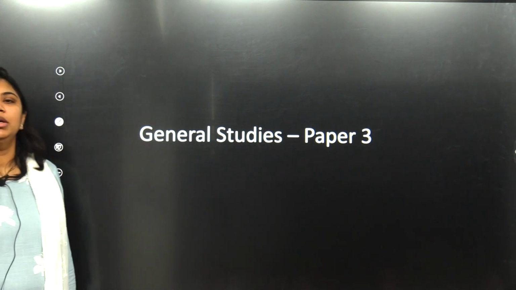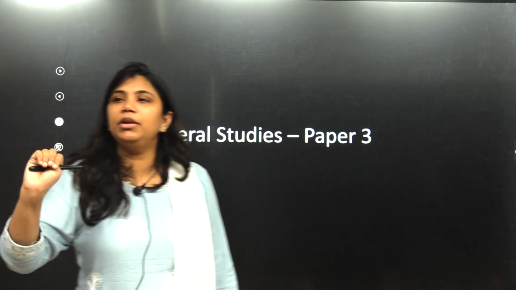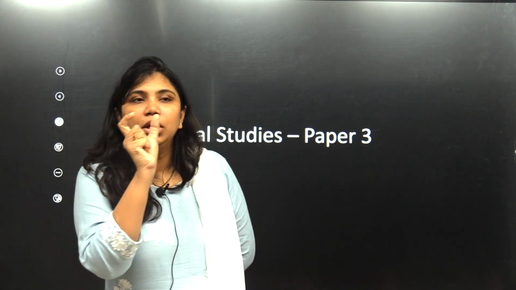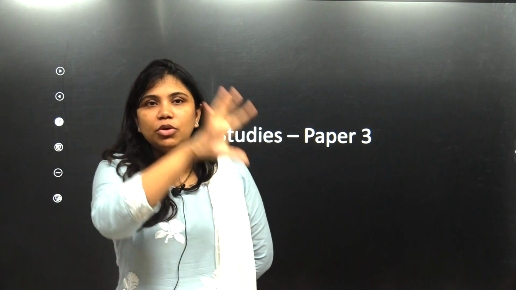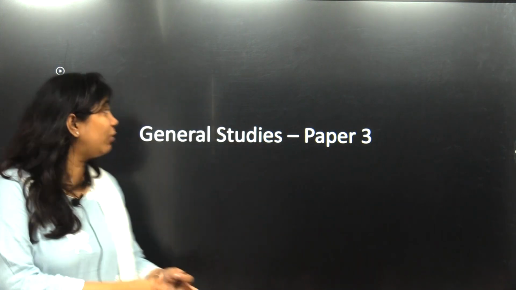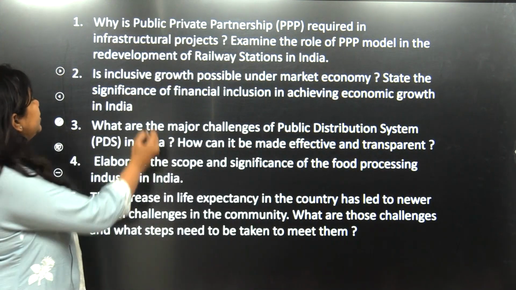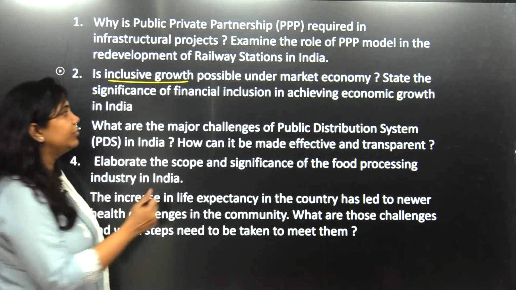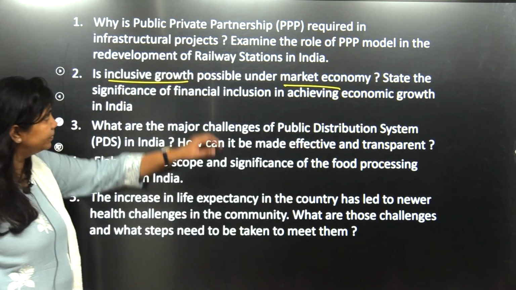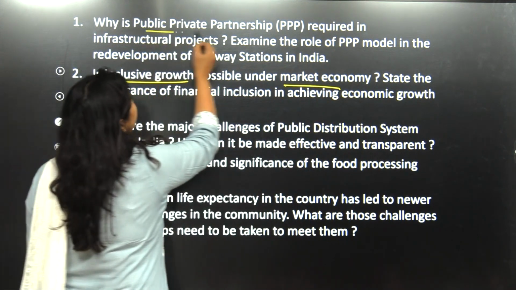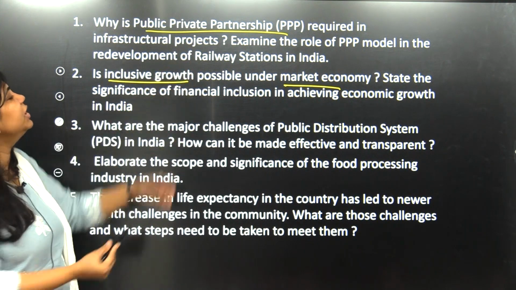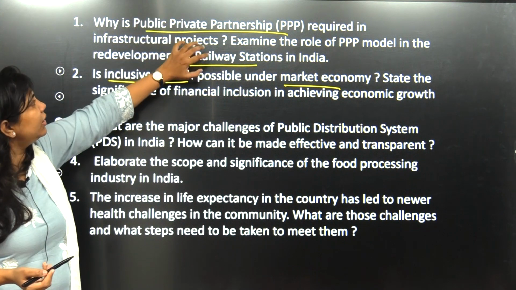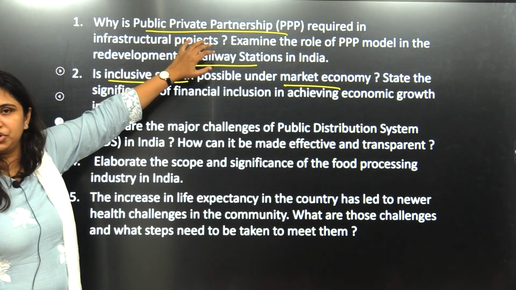So GS paper 3, this time the paper is, if you know the syllabus and the basic framework about the syllabus, you will write the answers. Why? Because I don't see, what is inclusive growth? If you know what is inclusive growth and all the dimensions of inclusive growth, and if you know what is market economy, this question is easy. If you know what is triple P, how it is working in railway stations, because that is a contentious issue. This is the static part and this is the recent part of the question.